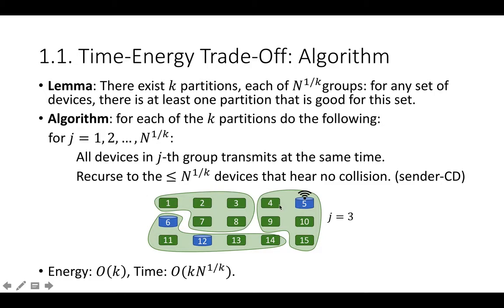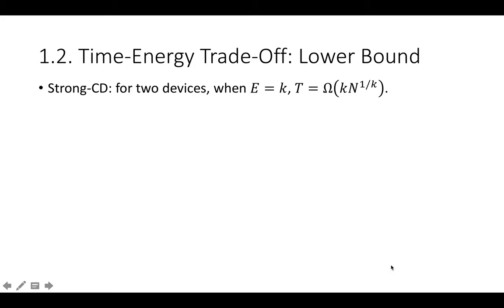Since there are n to the 1 over k groups, there are at most n to the 1 over k devices that hear no collision, and there must exist at least 1 such device by this lemma statement. The total energy of this algorithm is k, because each device will speak once when we enumerate over each partition, and the total time complexity of this algorithm is k times n to the 1 over k, because we enumerate over k partitions, and in each partition we enumerate over n to the 1 over k groups. This finishes the proof of our algorithm.